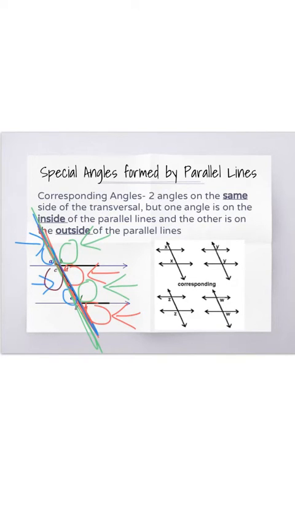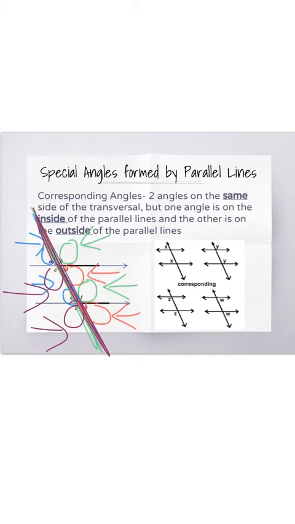And finally, you have C and G. They're both on the same side of the transversal. One is inside the parallel lines and one is outside, so those are corresponding angles. In this case, you had 4 sets of corresponding angles. If you want to break them out more, you could look at the picture on the right.